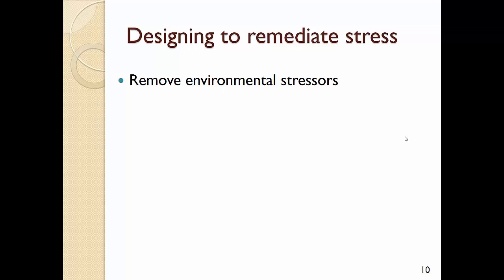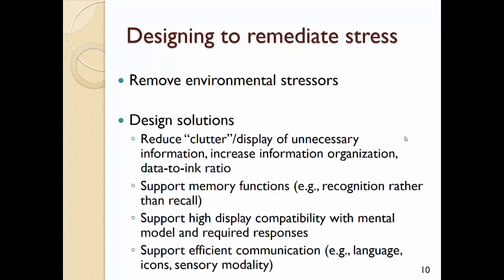Some of the ways that we can remediate: we remove environmental stressors, that's obvious. If people are being distracted in the workplace because the temperature isn't right, or the noise in the vicinity isn't right, or they've got an annoying coworker, you can fix that. You can remove the source, the environmental stressor source.